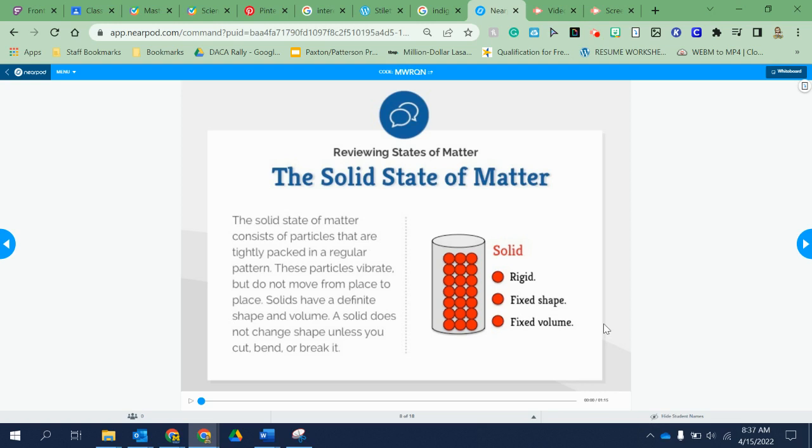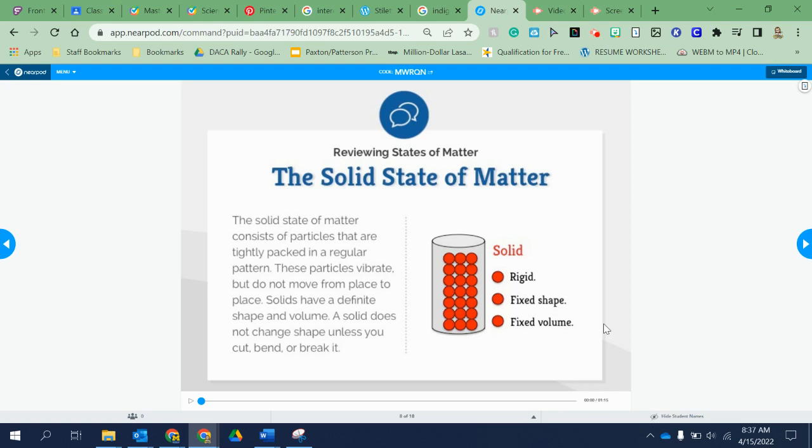But let's think of ice, for example. The solid state of matter consists of particles that are tightly packed in a regular pattern. And that's why it kind of looks like a block in this picture, right? With all those little red particles. That's kind of like an ice cube. It's very solid, very structured. These particles vibrate, so they don't move from place to place, but they vibrate while they're kind of stuck like that. And so solids have a definite shape and a definite volume.